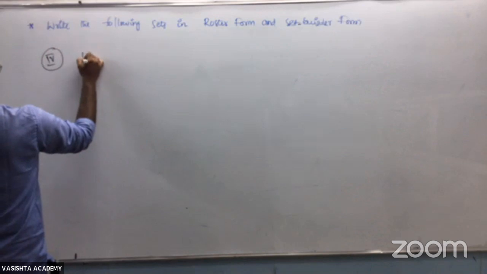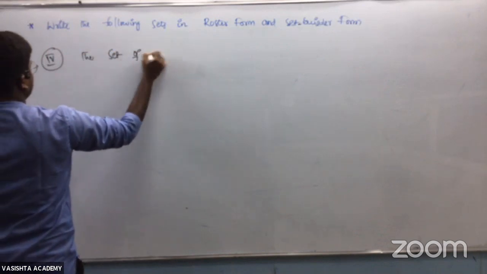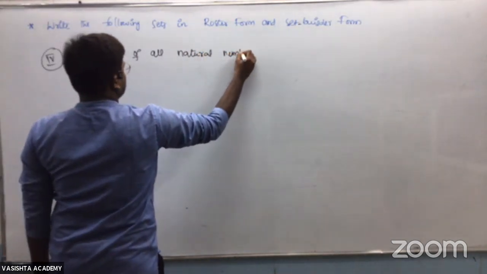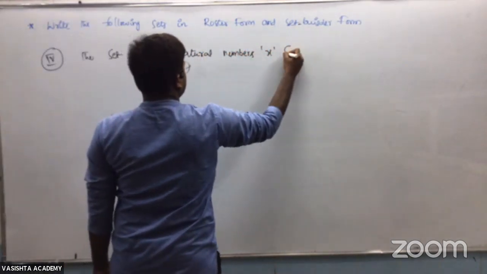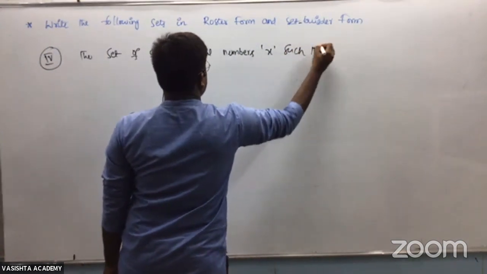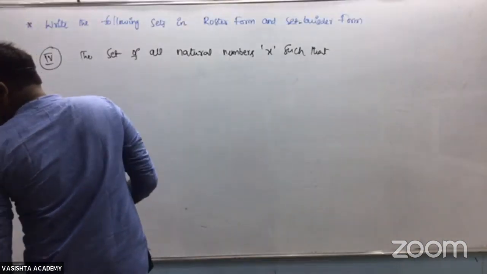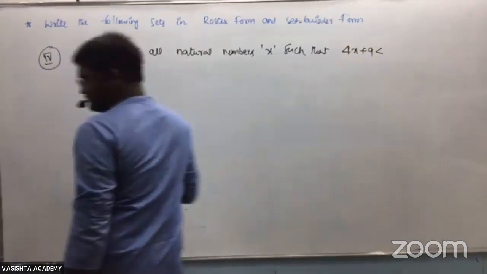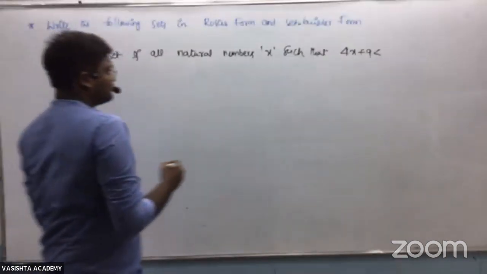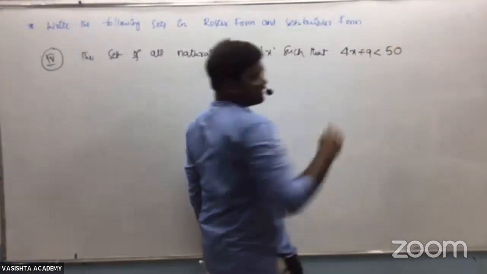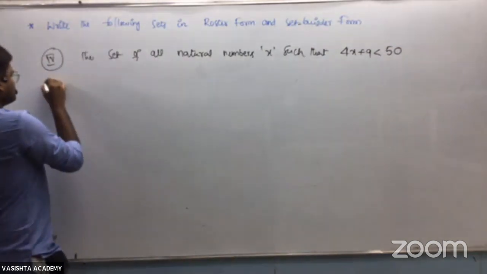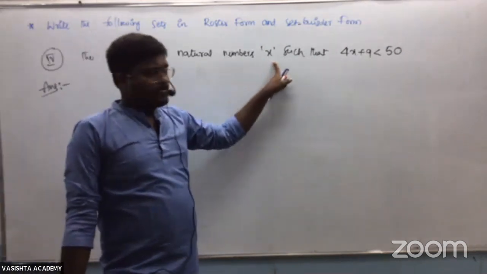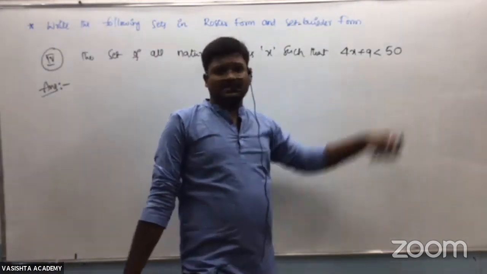Next example. The set of all natural numbers x such that 4x plus 9 is less than 50. A simple inequality. The set of all natural numbers x such that 4x plus 9 is less than 50.